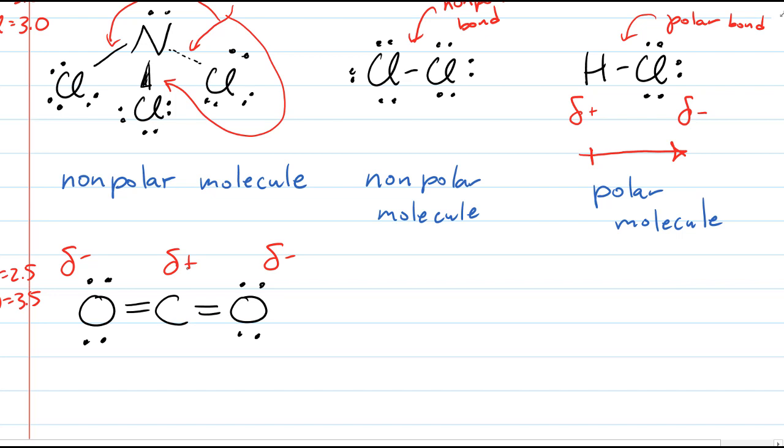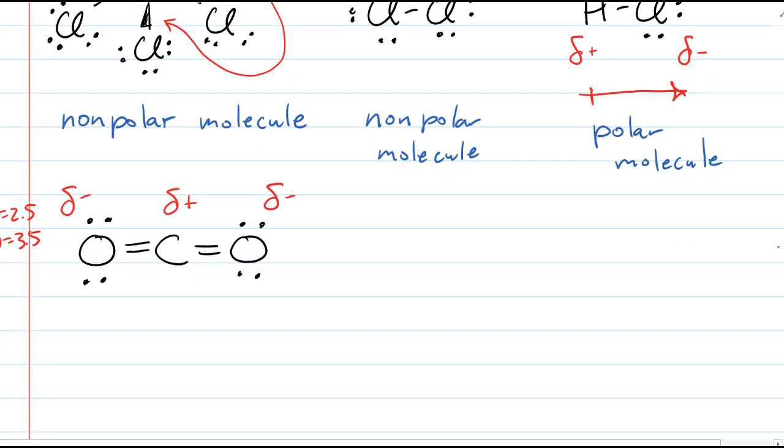Now our criterion is that we should be able to take a plane, and we might try putting the plane all sorts of different ways here, but we want a plane where we can get all the partial positives on one side and the partial negatives on the other. Is there any way we can do that? There isn't. So if we can't separate them from one side to the other, then we say that the molecule itself is a non-polar molecule.